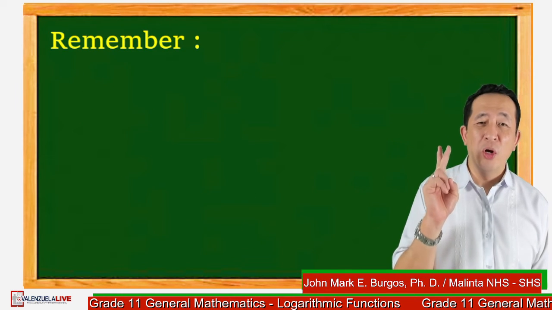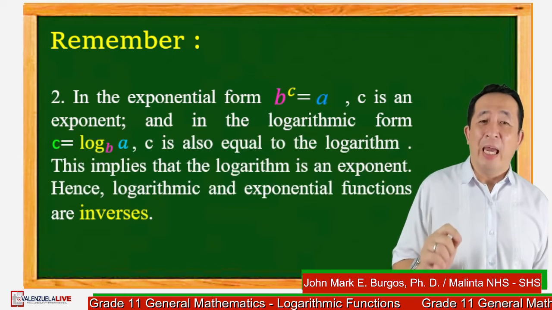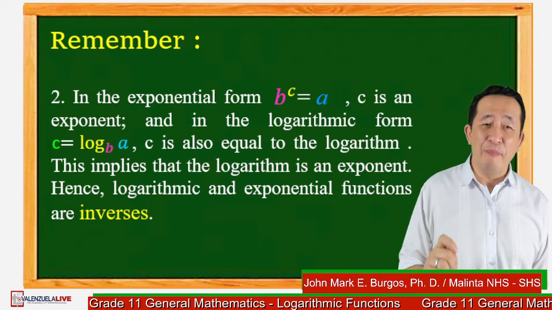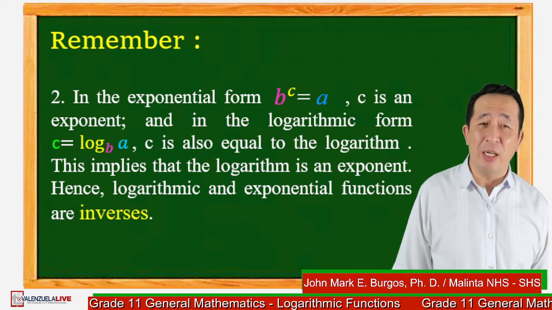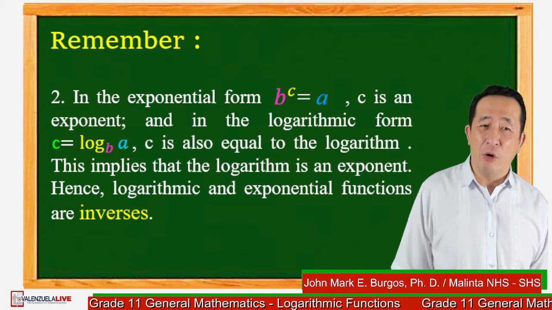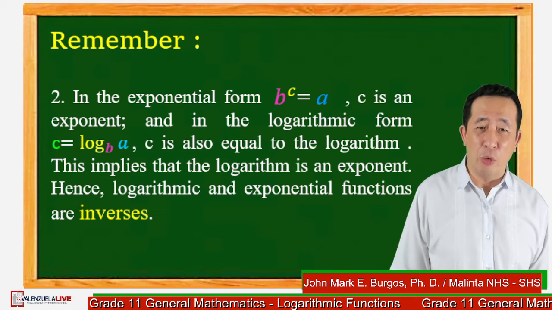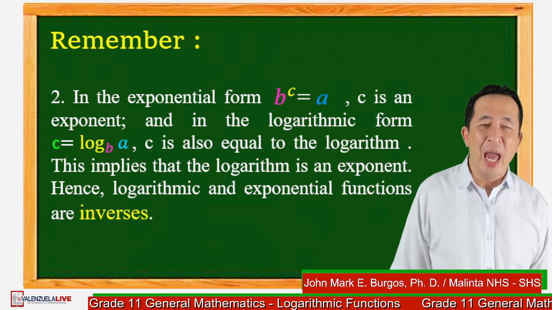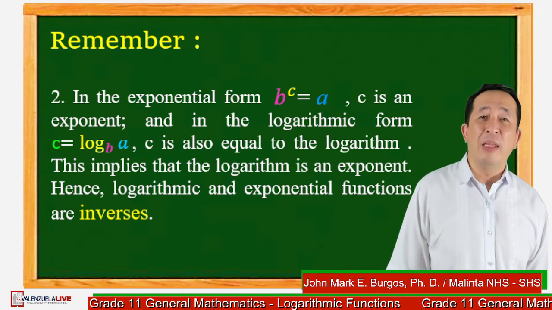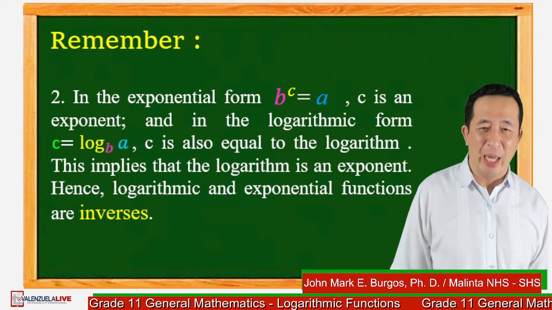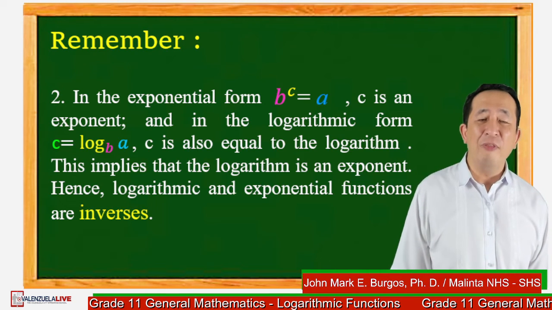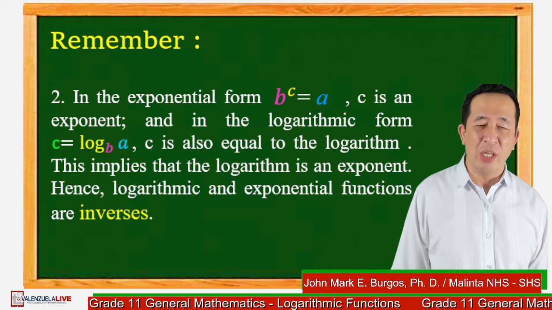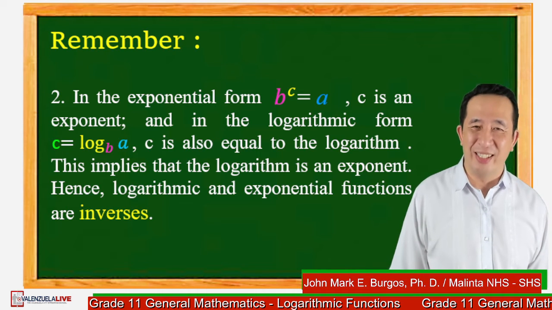Number 2, remember that in the exponential form, b raised to the power of c is equal to a, c is an exponent. And in the logarithmic form, c is equal to logarithm of a with base b, c is also equal to the logarithm. This implies that the logarithm is an exponent. Hence, logarithmic and exponential functions are inverses.